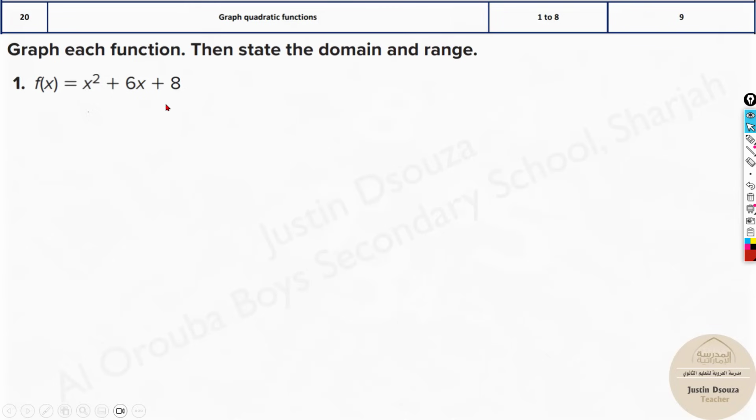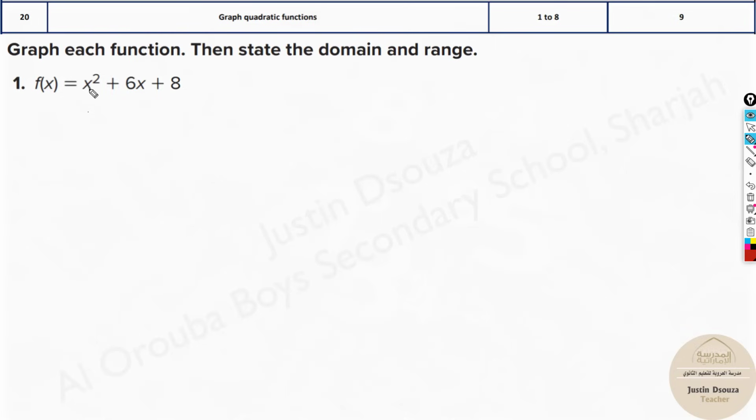This is a quadratic function here, x squared plus 6x plus 8. Now we have to write each step and graph it. The easiest of all methods would be the table method. First of all, this is a quadratic function. We can't just take random values. We need to take specific values.